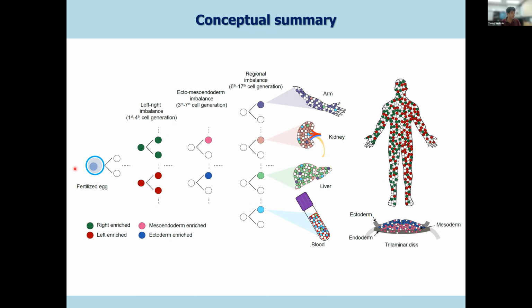So during embryogenesis, we can track each clone's contribution to different tissues by somatic mutation, and we can observe the left tissue, right tissue imbalances from the first to fourth cell generation, and 3 germ layer asymmetry from the 3rd to 7th cell generation, and the regional imbalance across arm, kidney, liver, or whatever, from the 6th to 17th cell generation. So this is a little bit tentative, but we believe that is the order of the events during our embryogenesis.